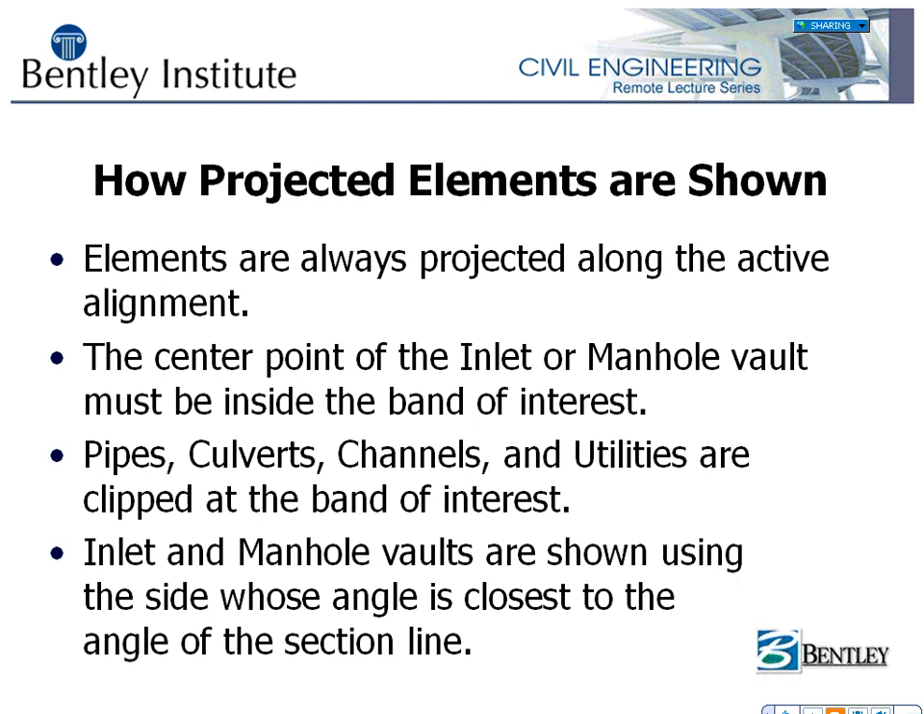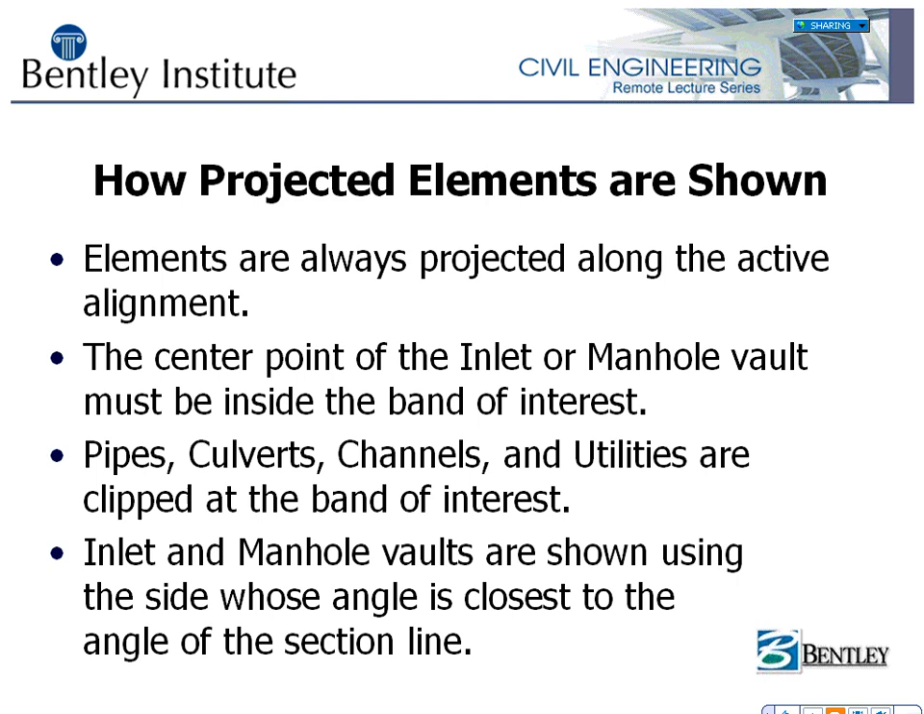So if you have pipes, culverts, channels, or utilities, now if they go in and out of the band of interest, they'll be clipped at the band of interest, and I'll show you an example of that in just a minute. Now, inlets and manholes, like I said, if we clip through, like the corner of an inlet that's a 6x6 inlet, we're not going to show you a 1.2 width inlet in there because that's the part that was clipped. We're going to find the major side that's the closest to the bearing of the section line, and that'll be the side that we project into the cross section.